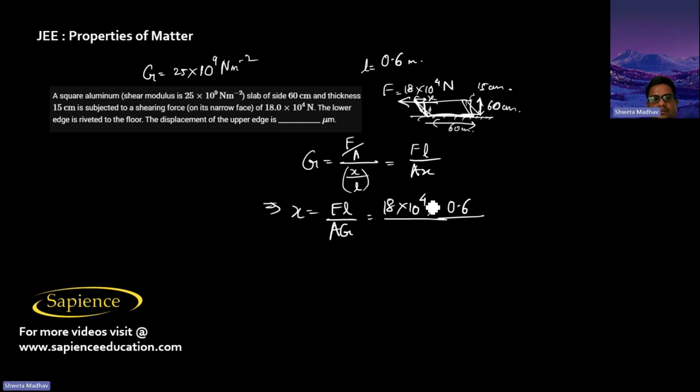Area that is 0.6 into 0.15 to G is 25 into 10 power 9. So this will come in meters, so we have to convert this into micrometer. So this will be 0.6 and 0.6 will get cancelled.